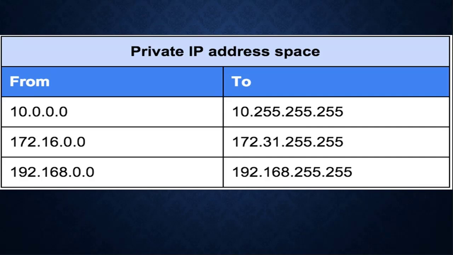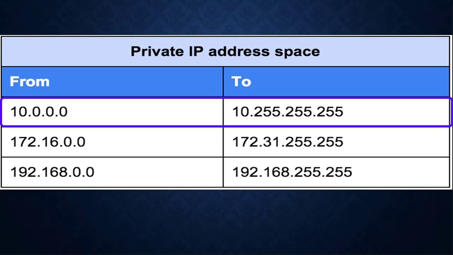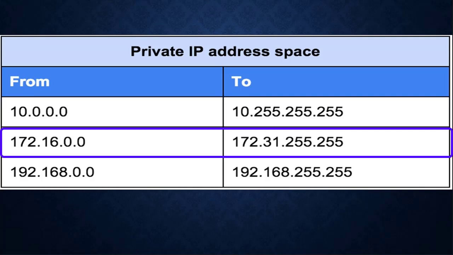Class A IP addresses. Configurations range from 10.0.0.0 to 10.255.255.255. This class is for large networks and has 8 bits for the network and 24 bits for hosts. Class B IP addresses. Configurations range from 172.16.0.0 to 172.31.255.255. This class is for medium networks and has 16 bits for the network and 16 bits for hosts.